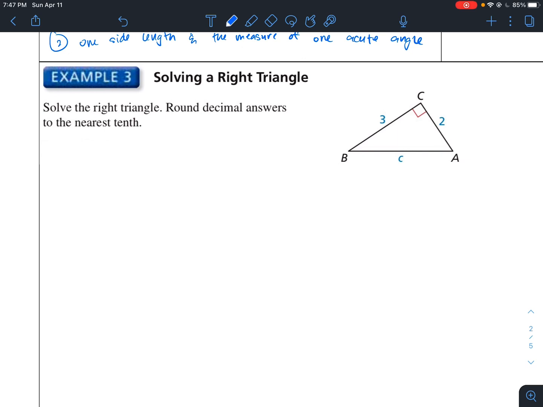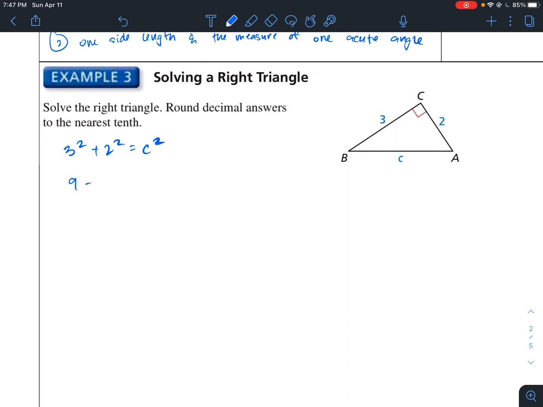So in this example right here, you can see that we have 2 side lengths here, and we're missing the third. So let's solve for the right triangle. Now, that means I need to solve for side length C. I'm missing side length C, and I'm missing angle B and angle A. These are the 3 parts of this triangle that I'm missing. So in order to find this side length, well, we already know the Pythagorean theorem, so we can solve for that. So I can take 3 squared plus 2 squared equal to C squared and solve for C.